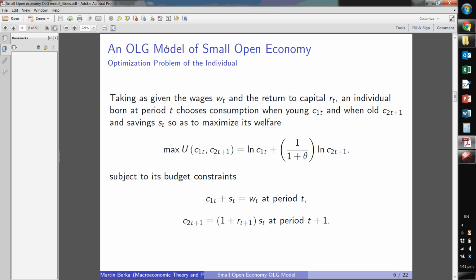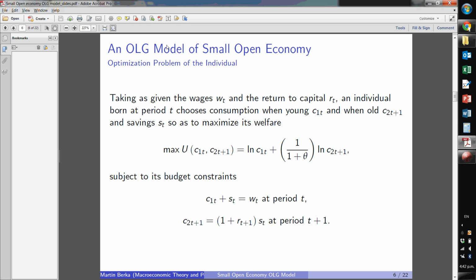Standard optimization: an individual in this overlapping generations model maximizes a utility. He or she lives for 2 periods. 1 over 1 plus theta is a discount factor, so theta is the parameter which measures impatience of the individual. We assume that the instantaneous utility is logarithmic, subject to budget constraints, both for period t, which is the first of the 2 budget constraints, and for period t plus 1.